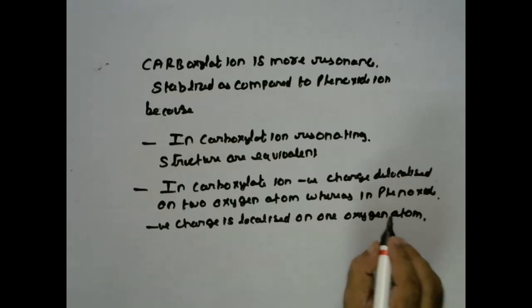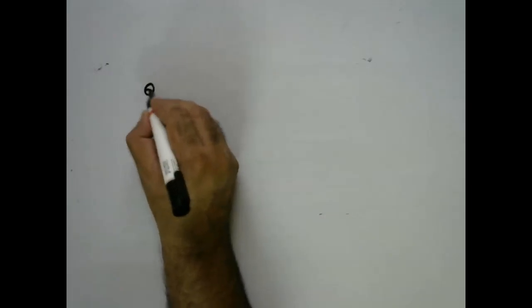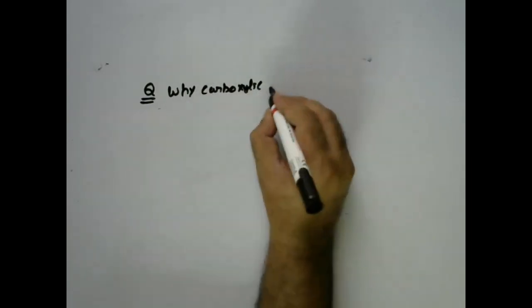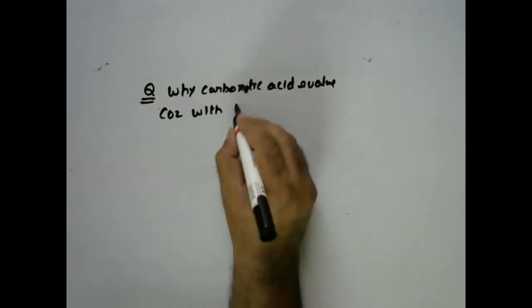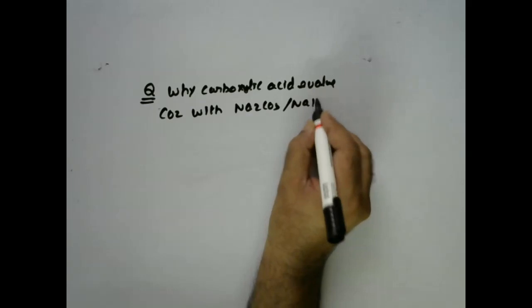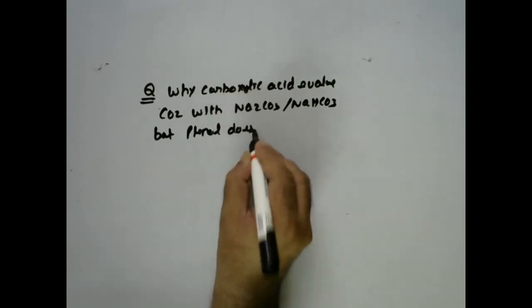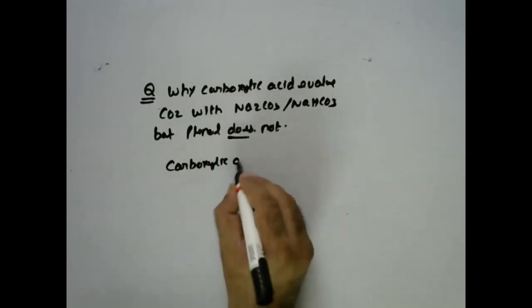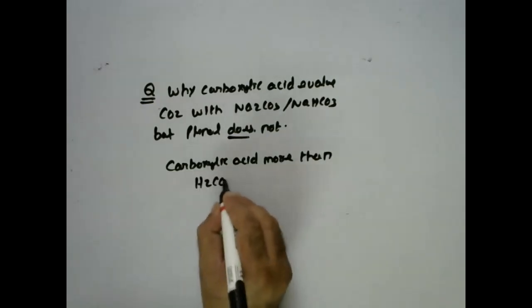So before we close the topic, let us discuss two reasoning questions, and then the topic of carboxylic acid is over. One of the questions which I mentioned while discussing the acidic nature of carboxylic acid: why does carboxylic acid evolve carbon dioxide with sodium carbonate or sodium bicarbonate, but phenol does not? I told you this is due to the more acidic nature of carboxylic acid. It has been found that carboxylic acid is more acidic than carbonic acid, H2CO3.